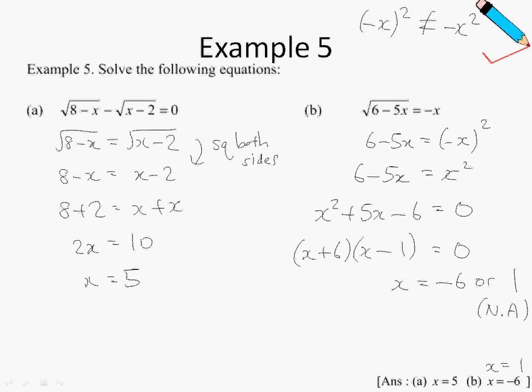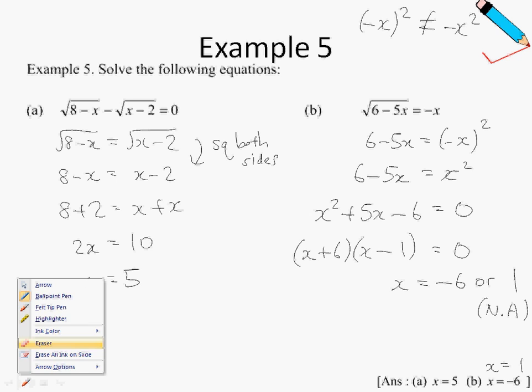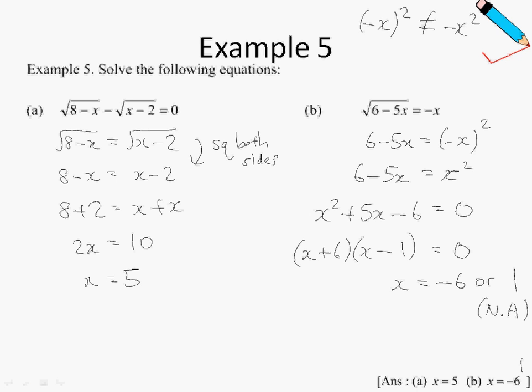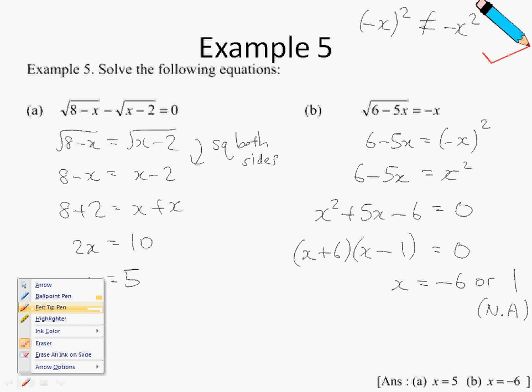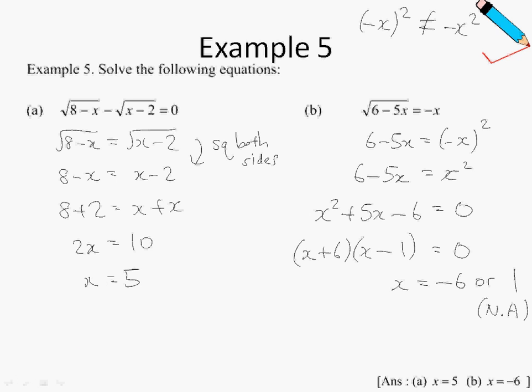Why is 1 rejected? Because if x is 1, then the right hand side of this equation will become negative 1, which is not possible because the square root of any number is always positive and it cannot be a negative number. It cannot be negative 1. Therefore, the answer 1 is rejected.